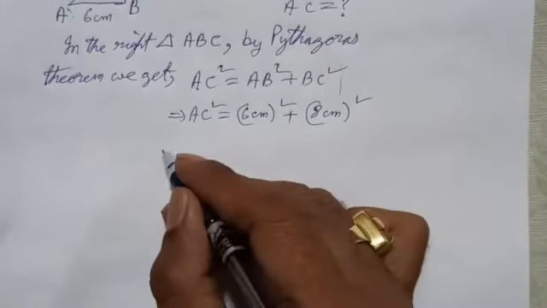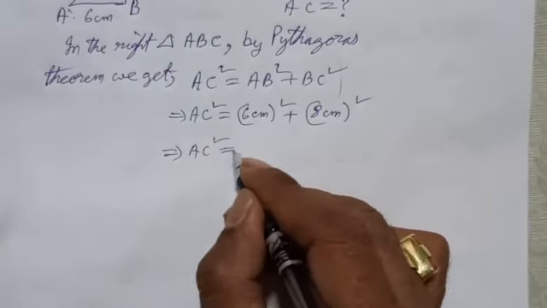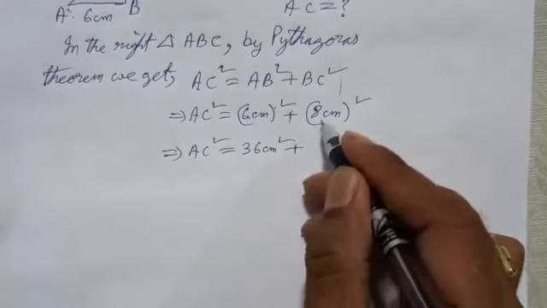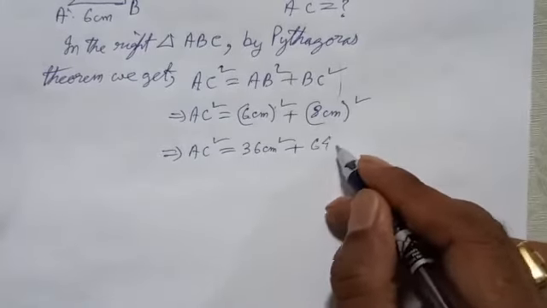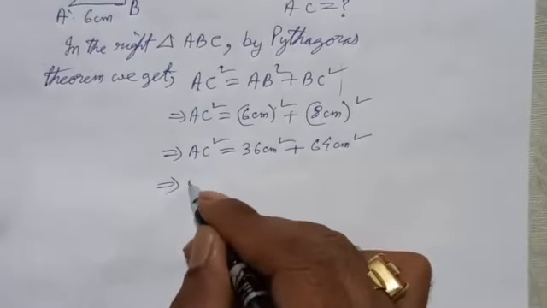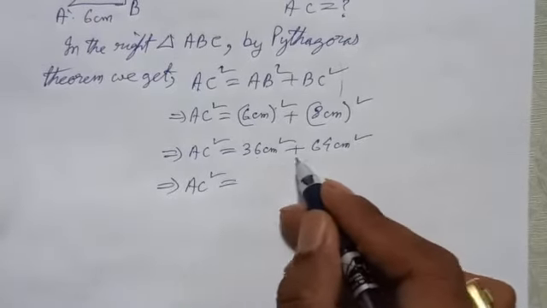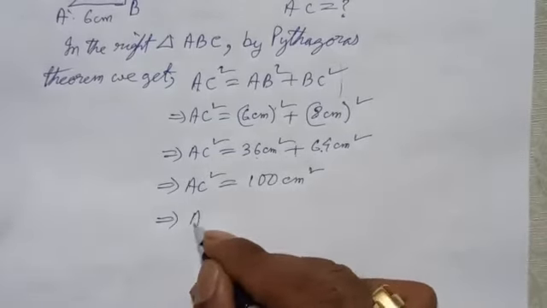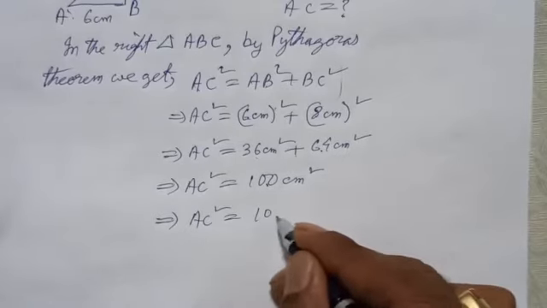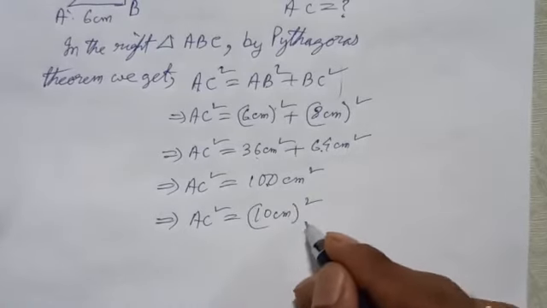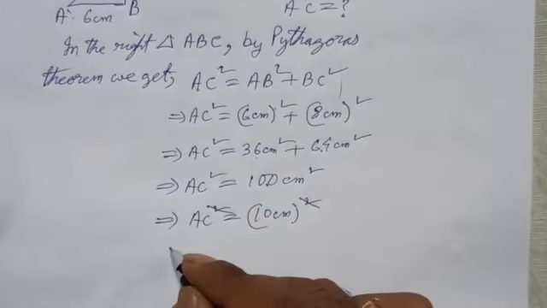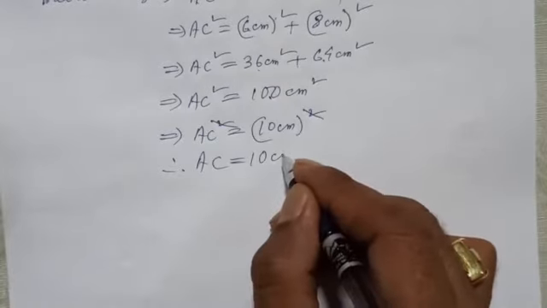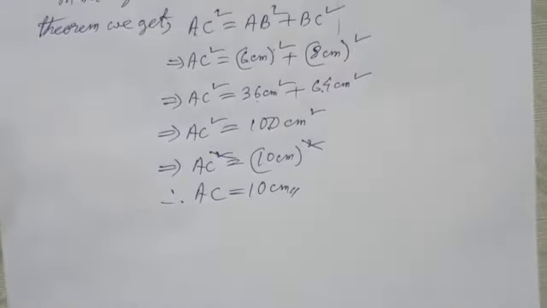This implies that AC square is equal to 6 square, which is 6 times 6, that is 36 centimeter square, plus 8 square, which is 8 times 8, that is 64 centimeter square. AC square is equal to 36 plus 64, which is 100 centimeter square. AC square is equal to 100, so AC is 10 centimeter. The question is over. B is same, so you try B.